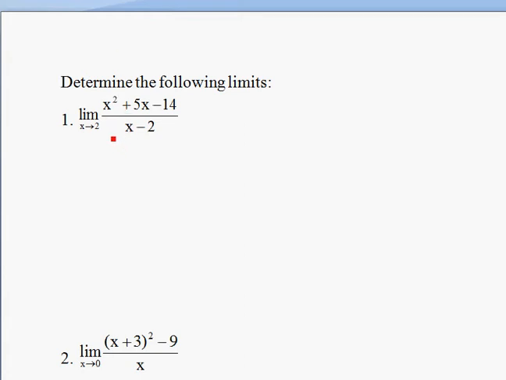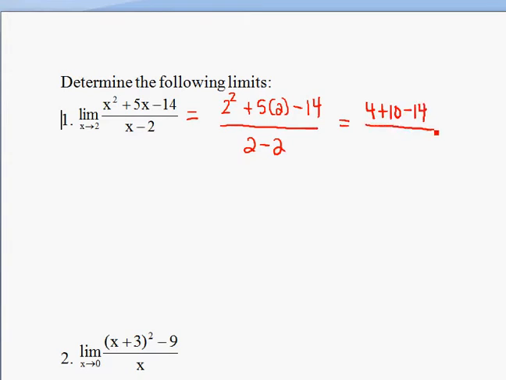Okay, let's look at some limits examples here. With any limit problem, you typically want to just take your limit value and plug it in and see what happens. In none of these cases is it going to work, but it's just a good technique to always start off with. So 2 squared plus 5 times 2 minus 14 all over 2 minus 2, which is 4 plus 10 minus 14 all over 2 minus 2, which is 0 over 0.